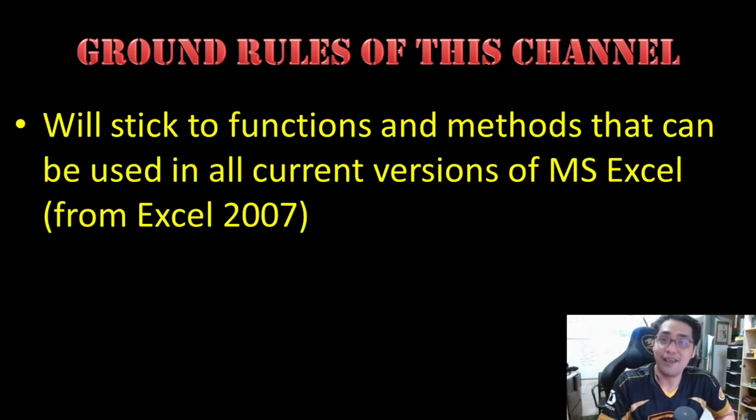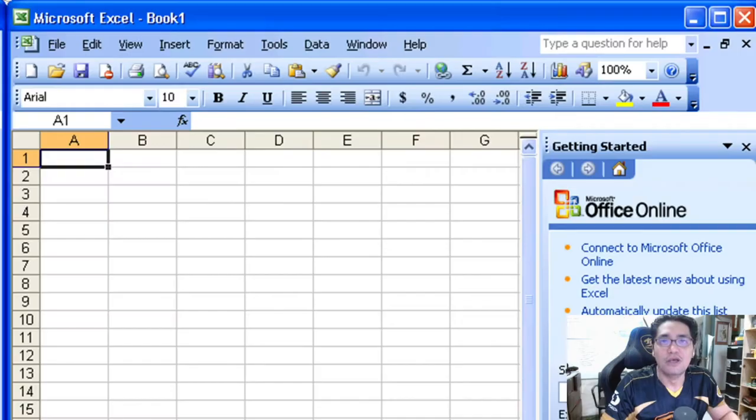Next, and this is very important, for now, we will stick to the functions and methods that can be used in all current versions of Microsoft Excel, meaning versions of Microsoft Excel all the way back from Excel 2007. So what you can see on the screen right now is the very old Microsoft Excel 2003. This is what it used to look like, right? You will notice that there's the file edit view format over there, and that is what it used to look like. This is Microsoft Office 2003.